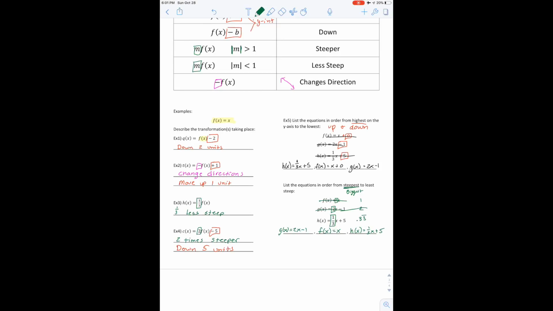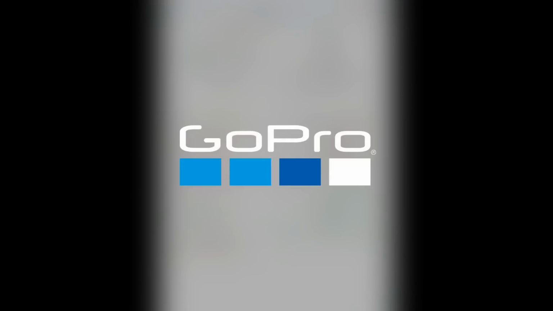All right, so changing the y-intercept moves the graph up and down. That's if you're adding a number onto the end of the parent function. Multiplying the slope is going to change the steepness. So if it's greater than 1, it's going to be steeper. Less than 1 is going to be less steep. And then finally, if we have a negative, all that tells you is that it changes direction.